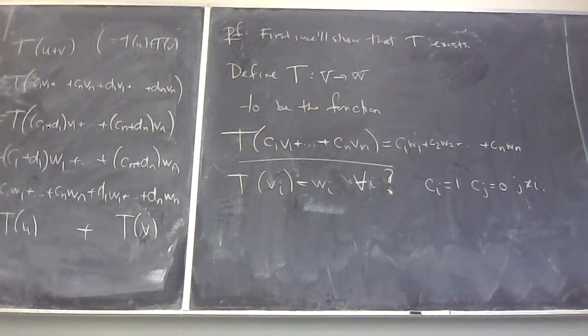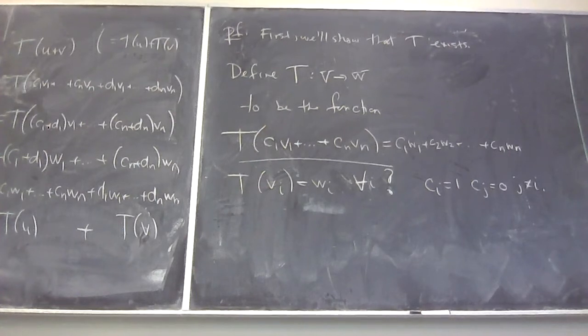Not a hard argument, but this style of argument is very common when you're dealing with linear maps. You have an input, you compute what T does to the input, you do some sort of resorting, and you show, oh, I could have also computed it this way.